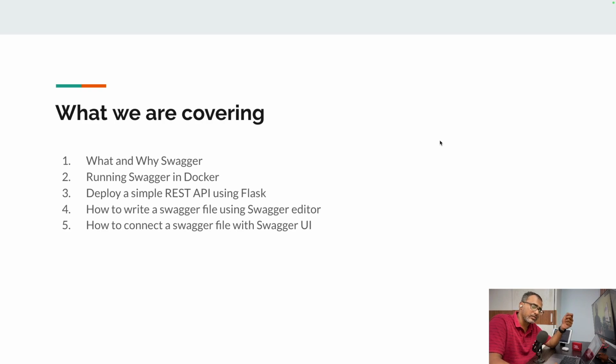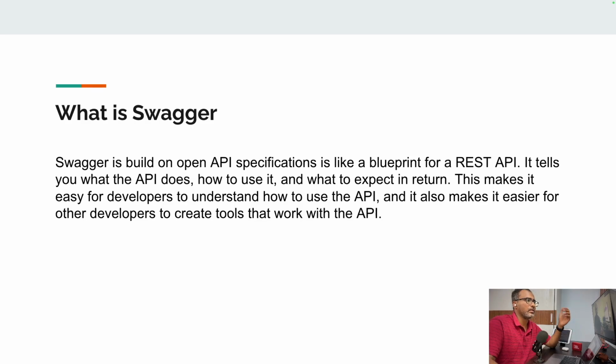can we run a Swagger in a container, and then build a simple Python Flask REST API, deploy in a container, and write a Swagger file for that particular REST API which we are building using Swagger editor, and how can we connect those Swagger files to the Swagger UI to understand our REST APIs in a better way, right? So to start with, first, what is Swagger?